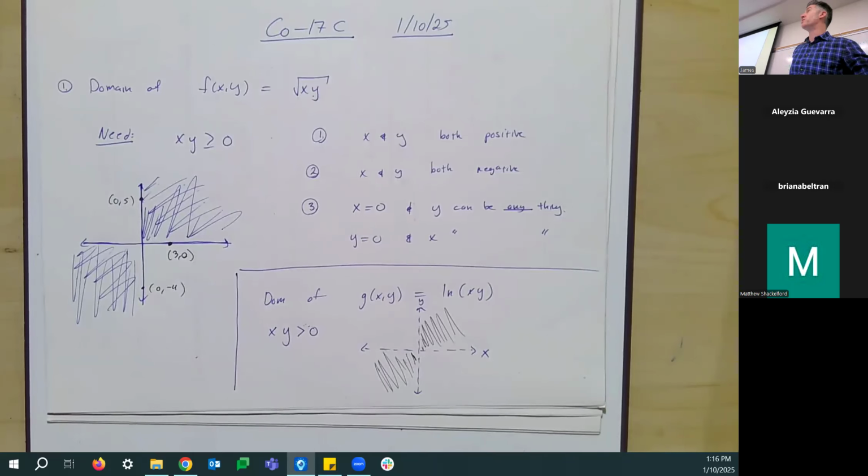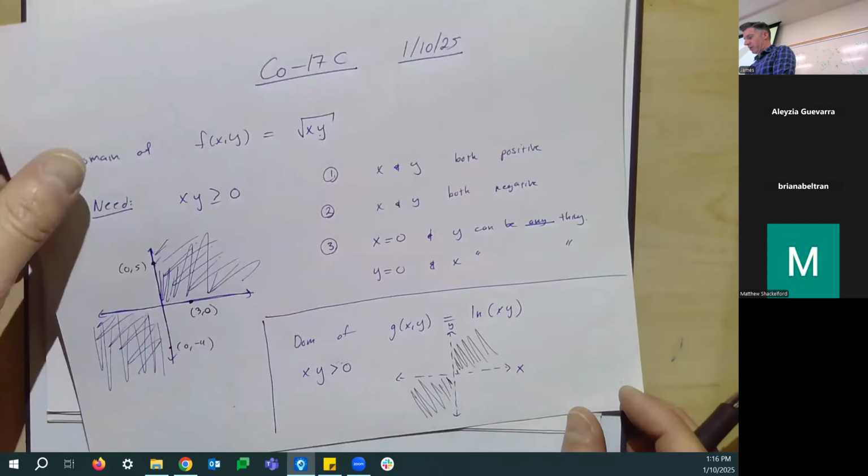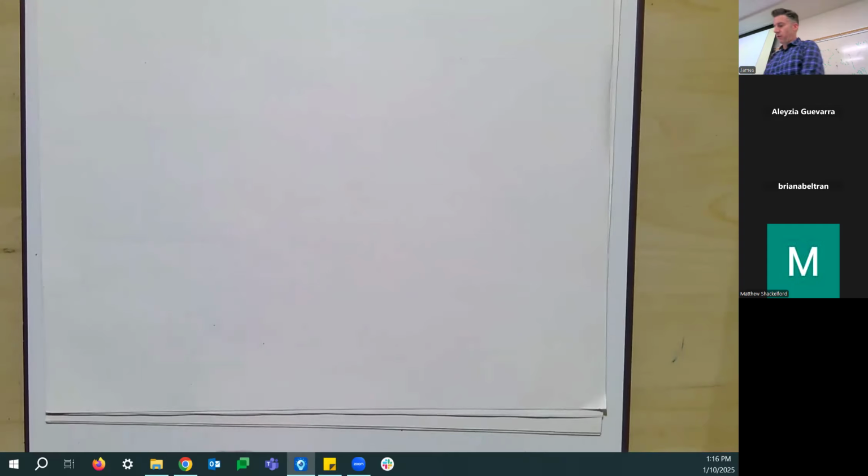Other domain questions before we start talking about this? Actually, 19, sorry. Sure. I think we'll do 18 and 19 because I think they're both kind of interesting. Let's look at 19 first.